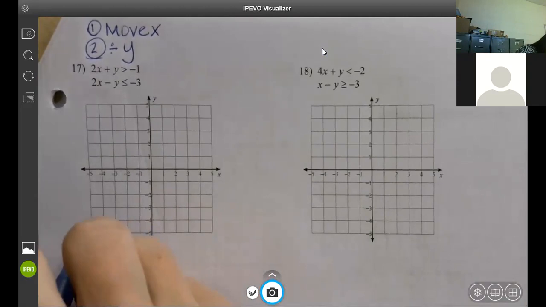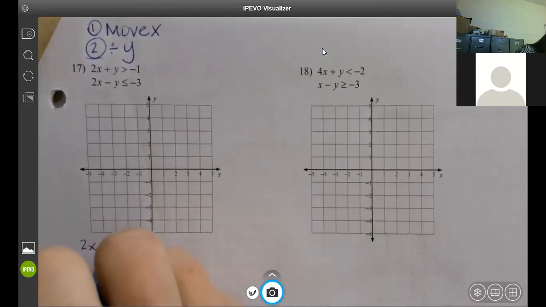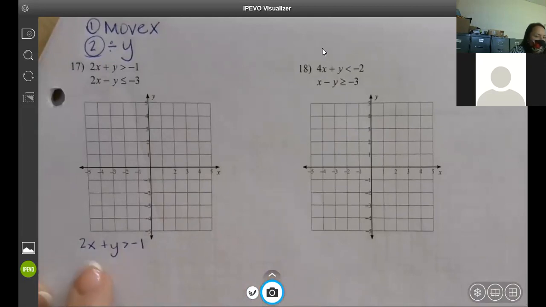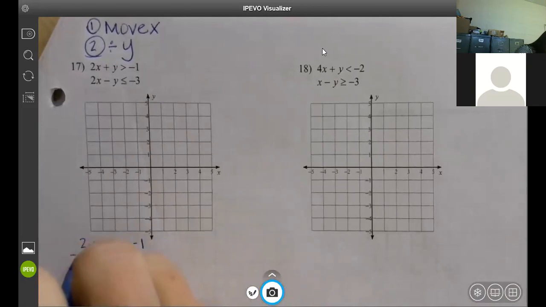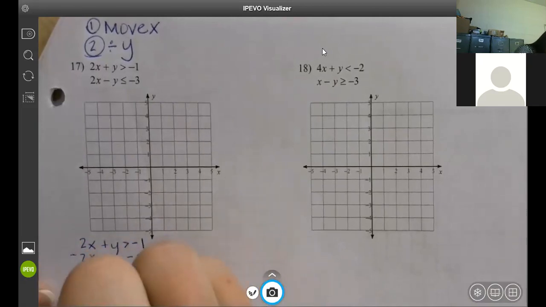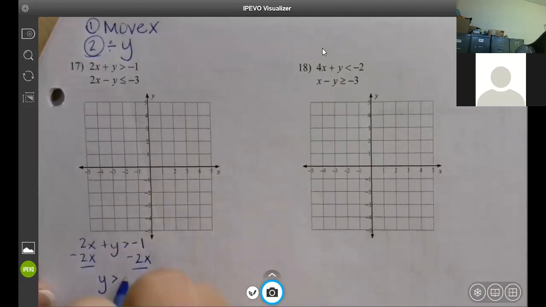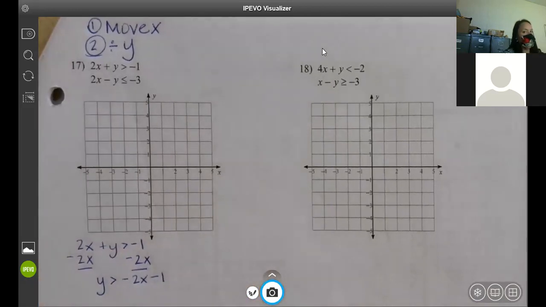So I'm going to move this equation or inequality to the bottom. And my first step is to move x. So how do I move this x? It's a positive 2x. So what do I do? Subtract 2x. Now, if you look, it's already a positive y. I don't have to do any more steps. Greater than negative 2x minus 1. So that's your first equation.